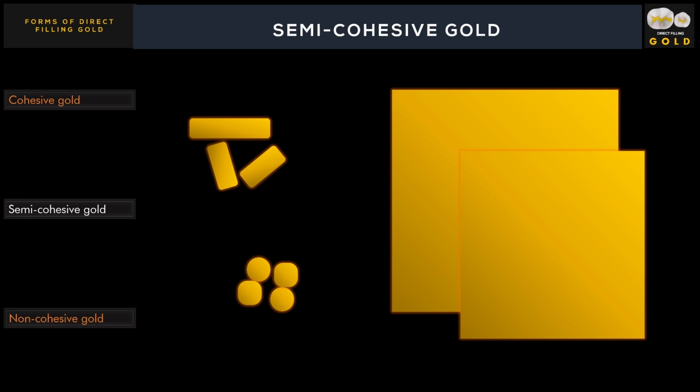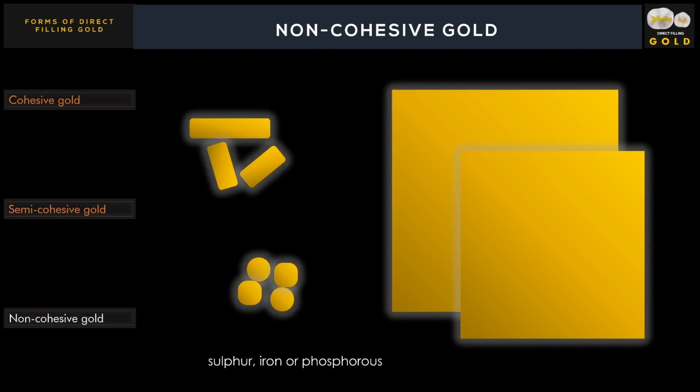used for restoration. And there is a type of gold which is called the non-cohesive gold. Here, the surface of the gold is contaminated permanently with materials like sulfur, iron or phosphorus. This cannot be used for direct filling gold restorations because these surface contaminants are there, so there will be no cold welding taking place. But according to some authors, the semi-cohesive gold is also called the non-cohesive gold. So some authors call the ammonia treated gold a non-cohesive gold.